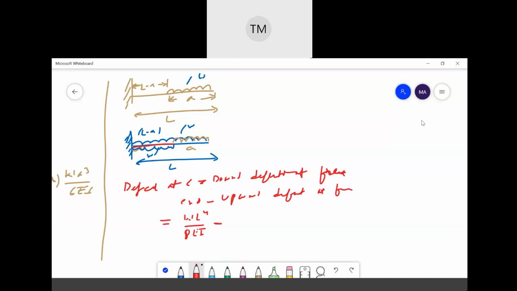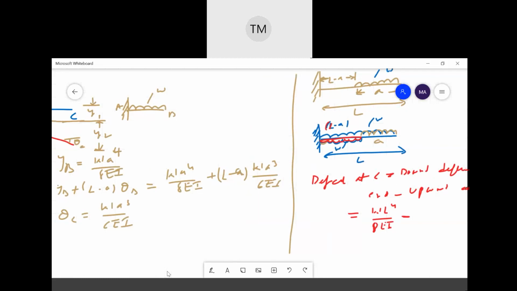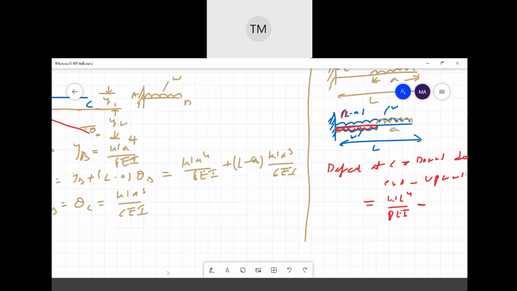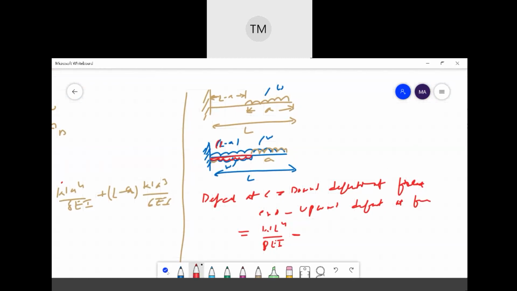What is the formula you have? The total distance is L minus a. The upward UDL is acting up to a distance of L minus a. Already you have derived the formula here. You are substituting this formula here.